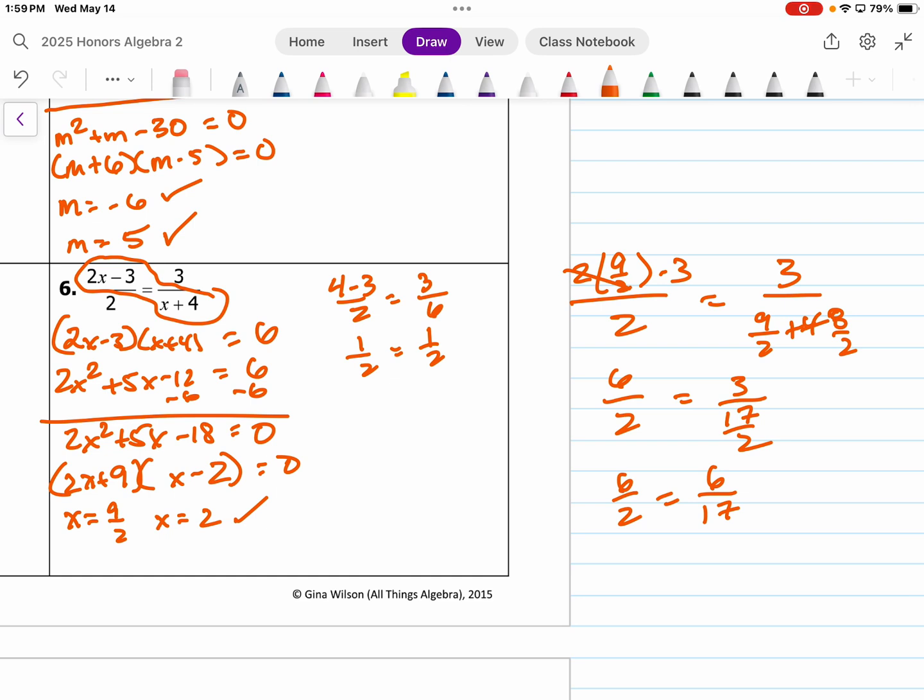Don't think that works in my book. Just double check and make sure I didn't make a goofy mistake. 9 halves, 8 halves, 17 halves, yeah. 2 goes up, it's a 6 over 17 on the other side. 2's cancel, 9 minus 3 is 6. Yes, so no. So that's extraneous. Okay?